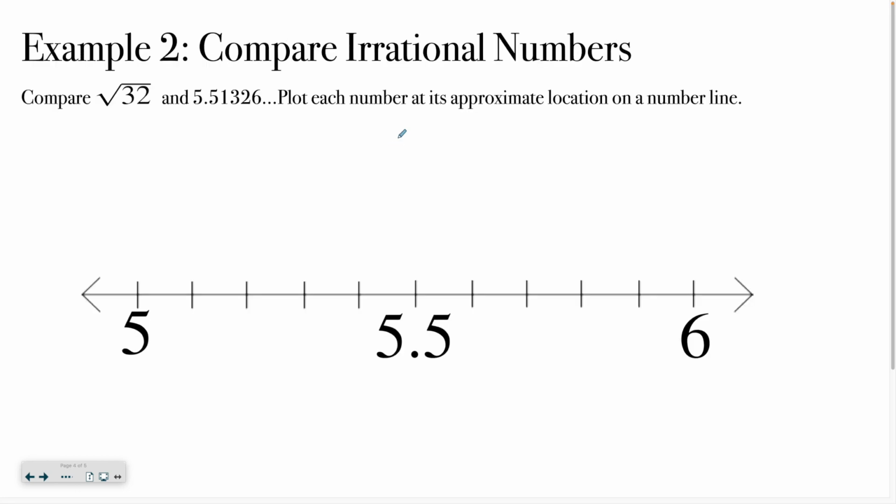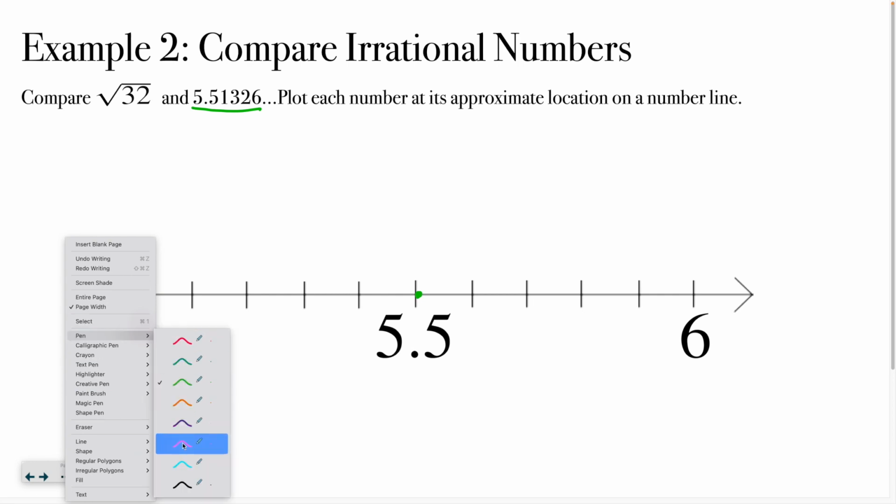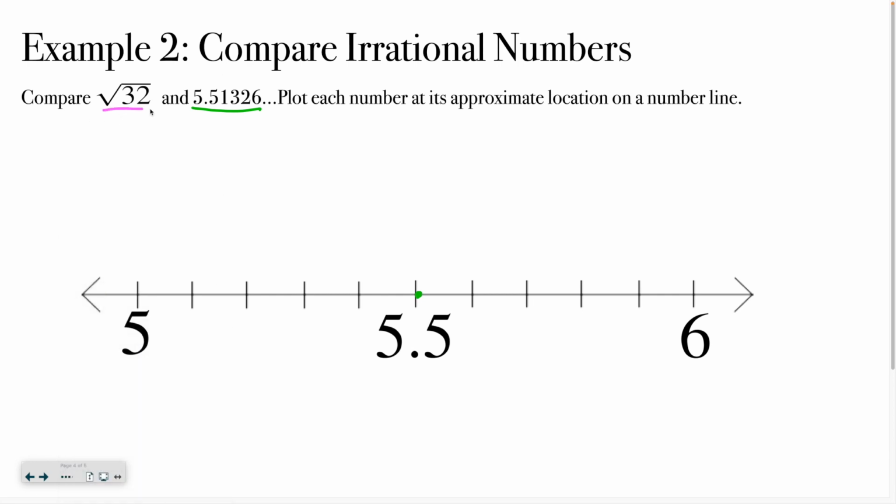Let's try another problem. We have compare the square root of 32 and 5.51326... So it's going to keep going. Plot each number at its approximate location, on a number line. Okay, so this 5.51326. Here's 5.5. This is going to be just off to the side, right? Because it's just a little bit more than that 5.5. That one, usually pretty straightforward for plotting on a number line.